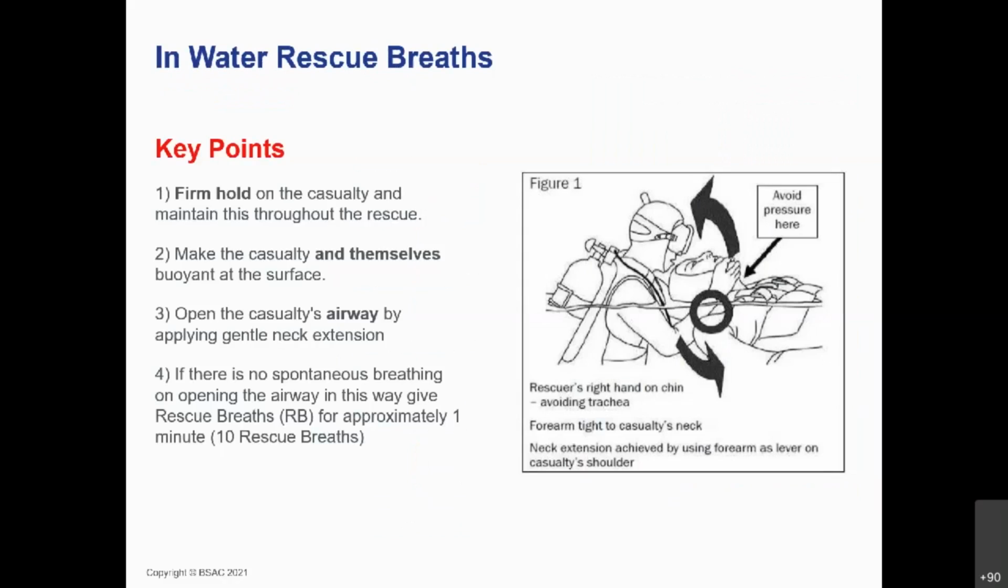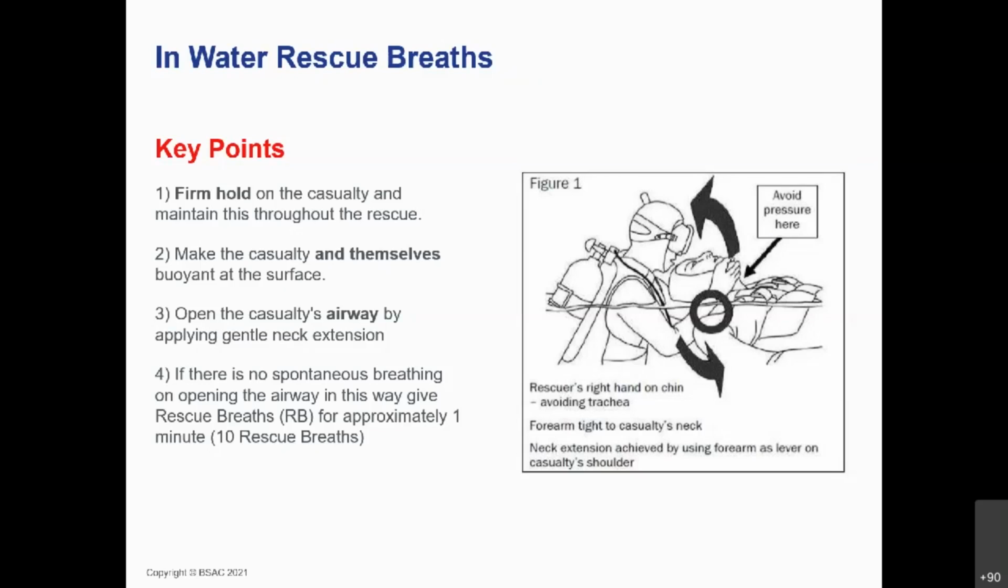A firm hold, making sure we don't let go. Making sure both are buoyant and both secure on the surface. There's a bit of repetition here. If you're finding it hard to stay on the surface yourself, it's going to be harder to do it. Opening up the airway with a good neck extension. If we're lucky, bringing them to the surface, removing obstructions such as the mask, it's possible they could spontaneously resume breathing. I'm not a medic, I'm not a doctor. I can refer you to some doctors who've got a lot more understanding of this, but this is how we're trained to understand it. So these are the actions that we want to do. Make it possible for them to breathe if they can breathe. And if this isn't the case, then we're going to deliver the rescue breaths.